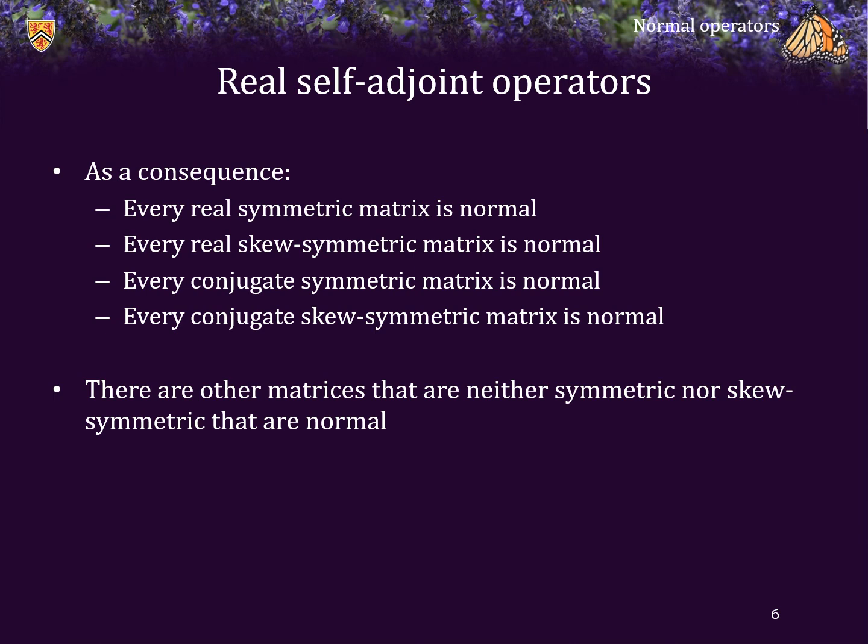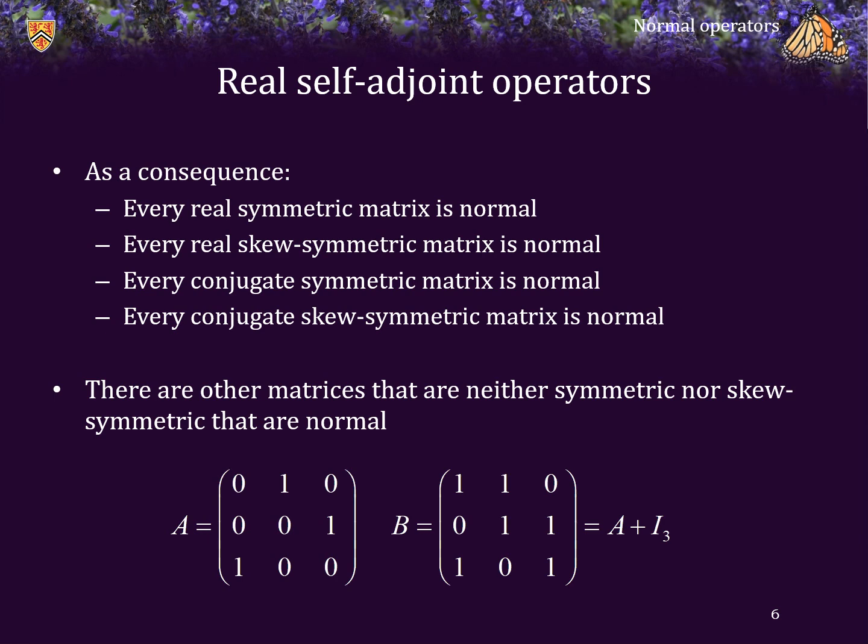There are other matrices that are neither symmetric nor skew symmetric but are nevertheless normal. For example, here we see the following permutation matrix, and yes, indeed, it is normal. Also, this matrix here, which is the first matrix plus the identity matrix, that matrix too is normal. In fact, any linear combination of a normal matrix and the identity matrix must also be normal. You can prove that for yourself.